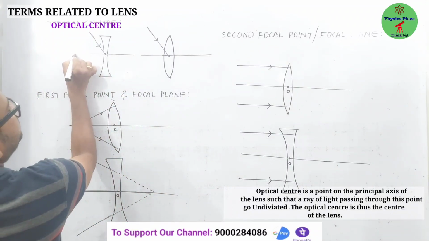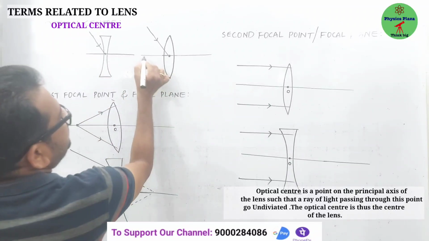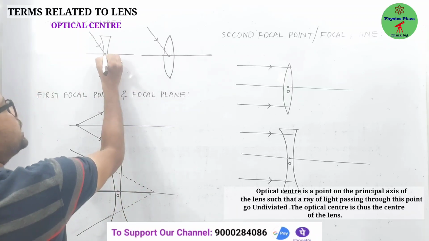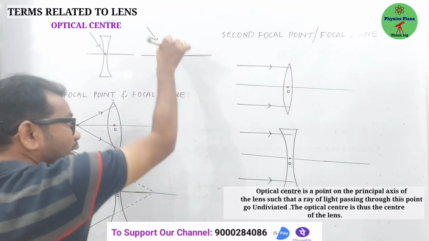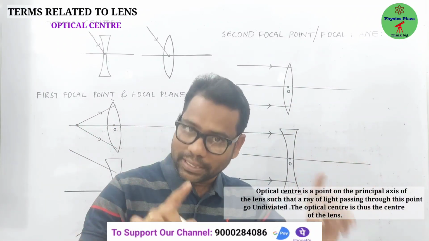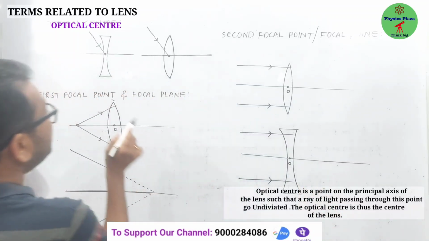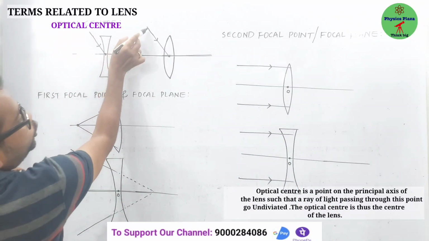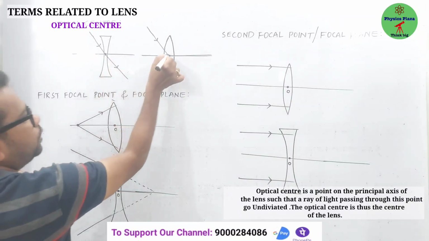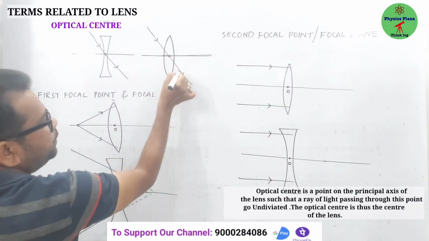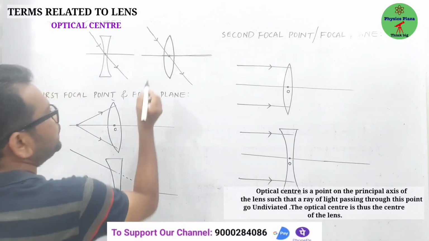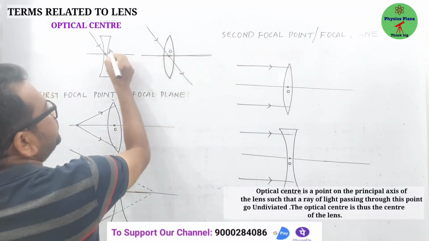So, we know that here is a principal axis, right? Here is the principal axis for the concave lens, and this is the principal axis for the convex lens. Now, the point on the principal axis of a given lens, I repeat once again, the point on the principal axis of a lens, such that any light ray which is directed towards it will go undeviated. Such a point we call the optical center, or simply optic center. We will represent it with O.